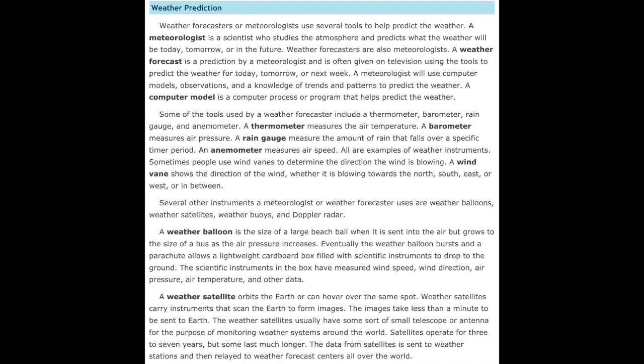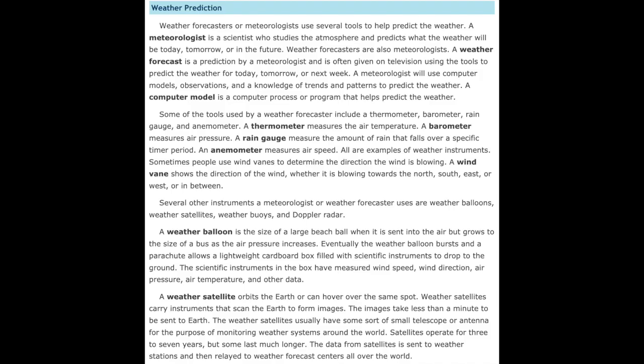data. A weather satellite orbits the Earth or can hover over the same spot. Weather satellites carry instruments that can scan the Earth to form images. The images take less than a minute to be sent to Earth. The weather satellites usually have some sort of small telescope or antenna for the purpose of monitoring weather systems around the world. Satellites operate for 3 to 7 years, but some last much longer.